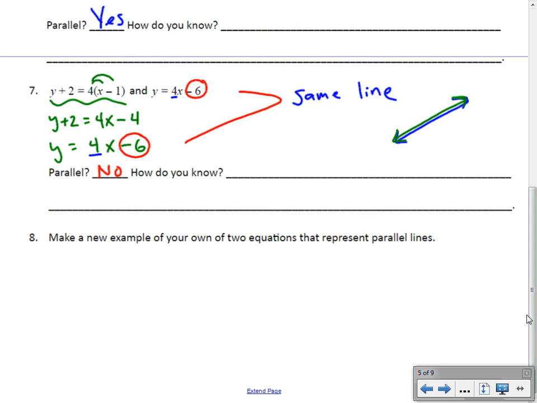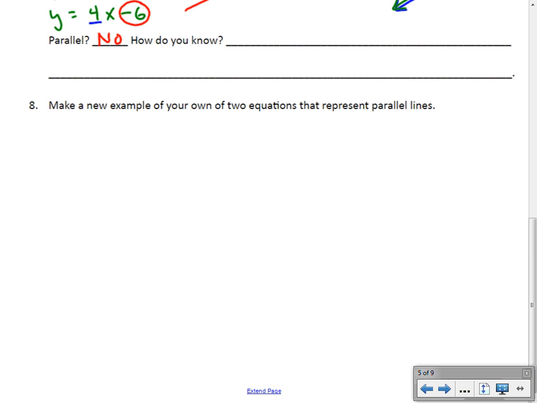Now for number 8 here, the last one. If you were asked to make your own example of two parallel lines, all you would need to do is write really any equation. So I'm going to do y equals 5x minus 10. Now, to write an equation for a line that's parallel to this, I just have to make sure that my second equation has that same slope of 5, but a different y-intercept.